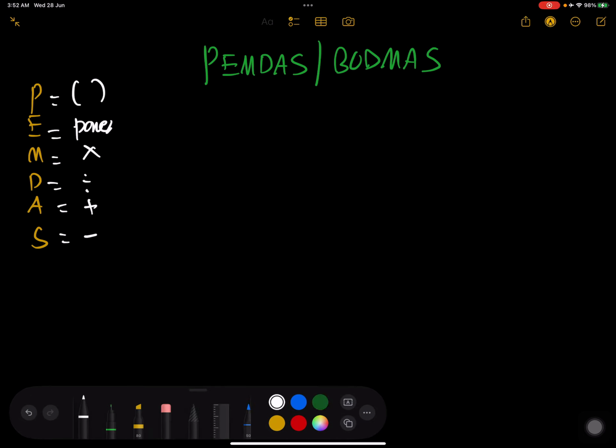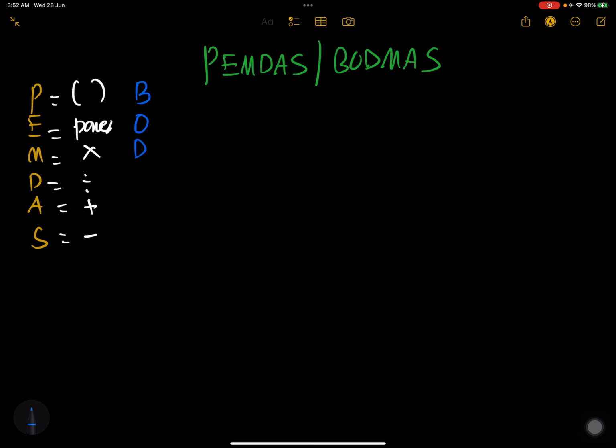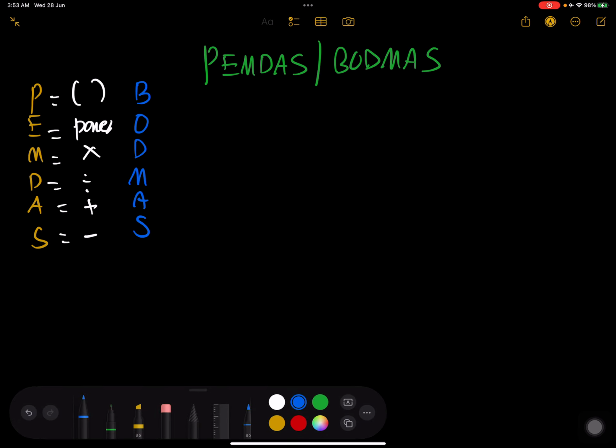What about BODMAS? It's the same thing. It depends on the country in which you are. In the US, what we know is PEMDAS. In Africa and Europe, it is called BODMAS, and I think it's almost the same thing. There are some slight differences.